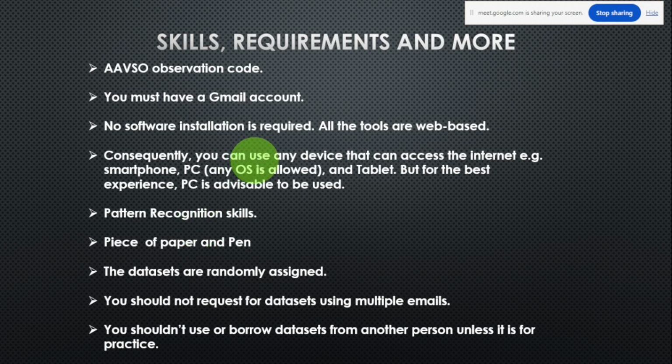Then you need pattern recognition skills. Even if you don't have the skills, you can grow them. But you need it, and when we start the training, you're going to see that. Then you need a piece of paper by your side and a pen, so that you can write some things down as we continue. Then, data sets are randomly assigned. I'm going to show you what that means.